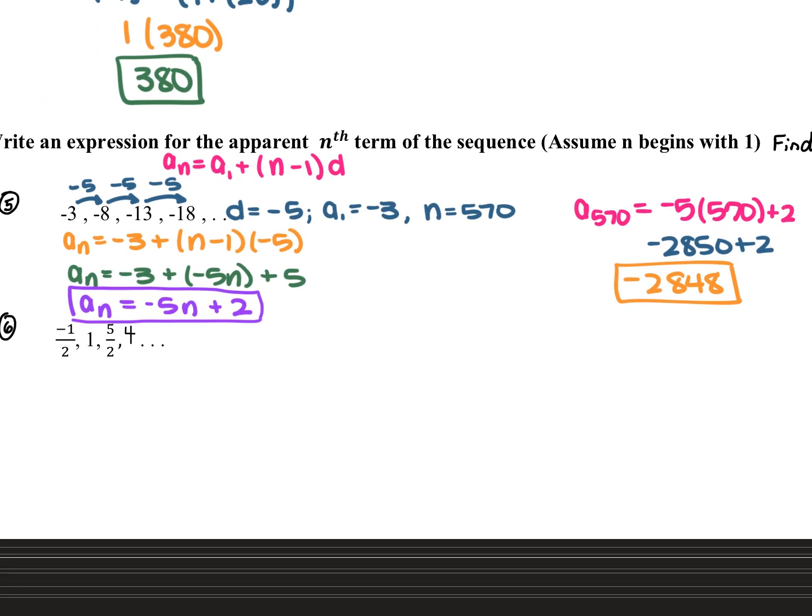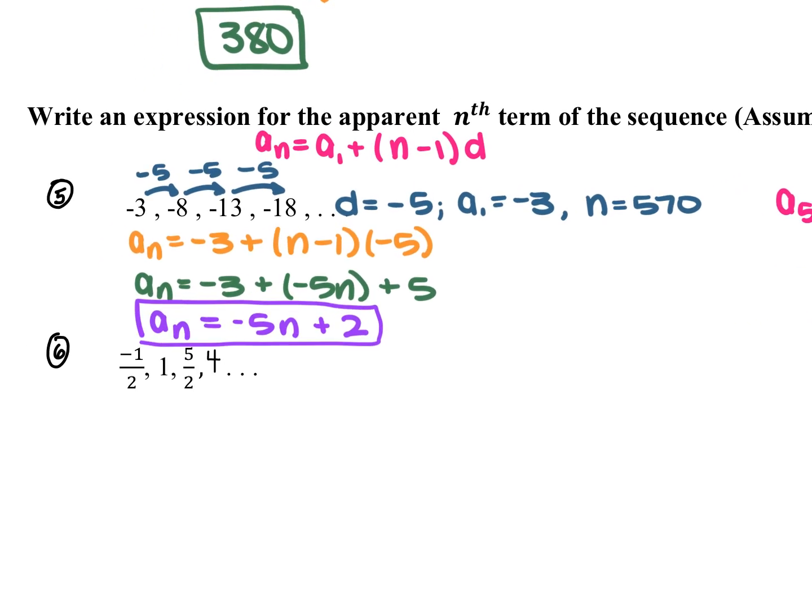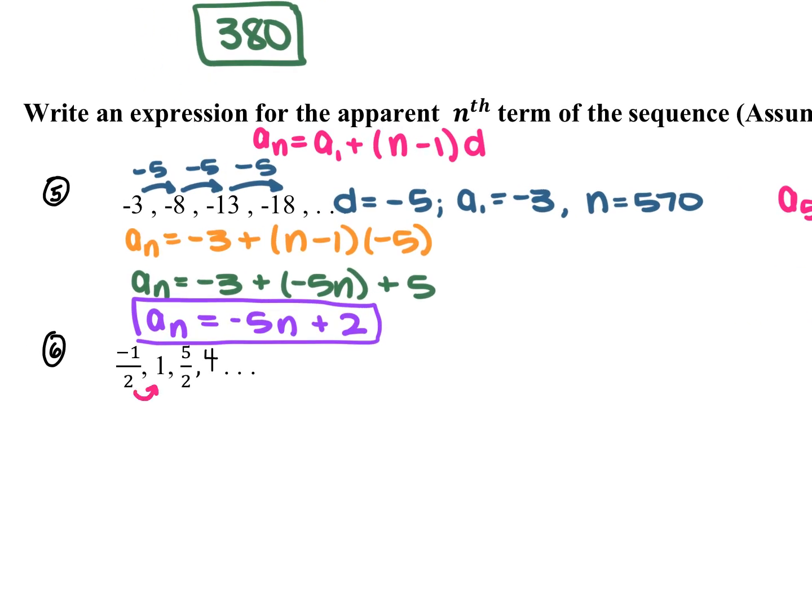For your next question, you're given the numbers negative 1/2, 1, 5 over 2, and 4. If you are adding 3/2, or 1 and 1/2, to these, you are getting each of these numbers. So in this case, d is equal to 3/2, or 1 and 1/2. Your a sub 1 is going to be negative 1/2, and your n at one point is going to be the 570.